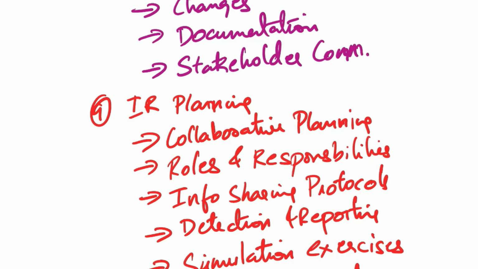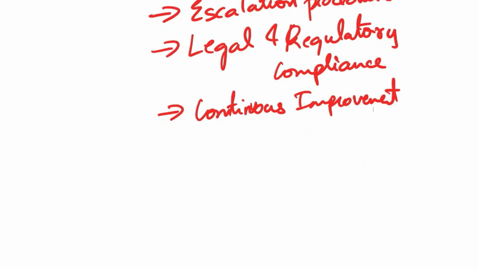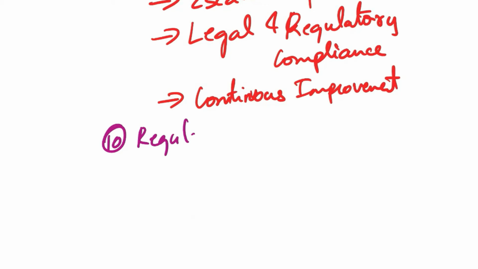So, in summary, incident response planning in TPRM is about ensuring a proactive and coordinated approach to managing security incidents involving third parties. This preparedness enhances the overall resilience of your organization and its external partners in the face of potential security threats. Let's go to the next step, regular audits and assessments.